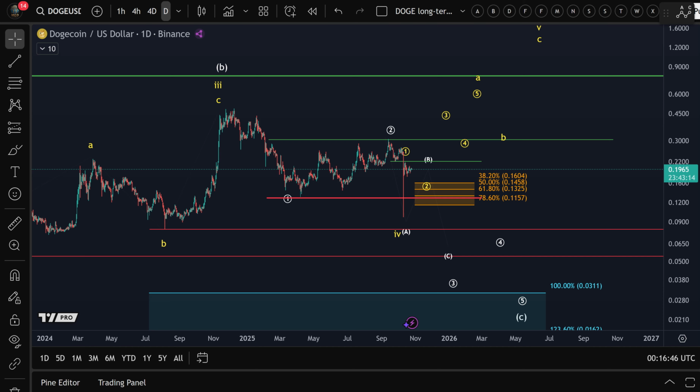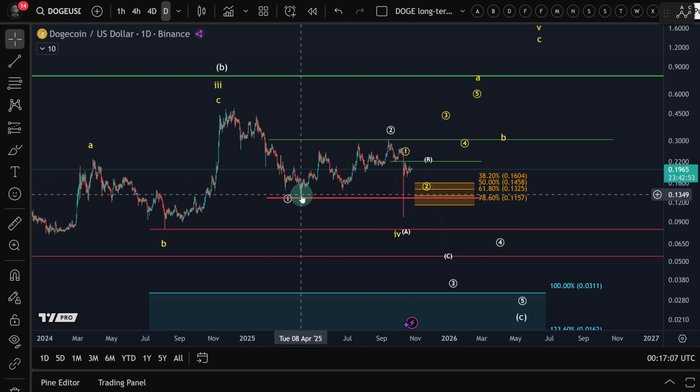I'm here currently on the daily time frame for Doge, and you can see that here on the Binance chart, the price sold off strongly on the 10th of October. We had a very sharp decline, a crash down to roughly 9.7, let's call it 10 cents.